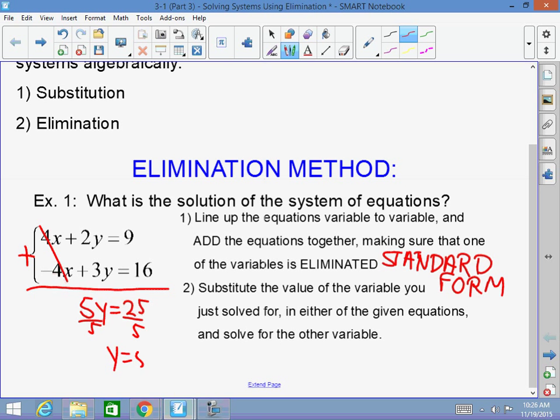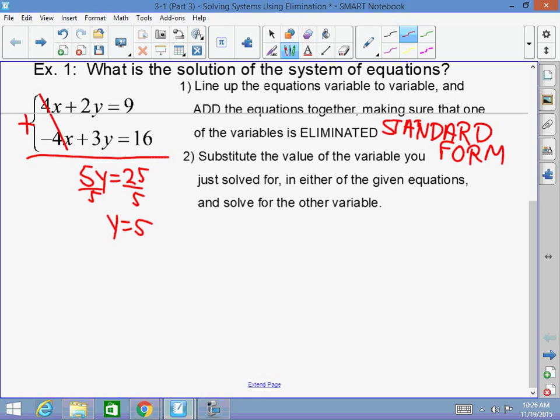Y equals 5. Now it's just like substitution, guys. Substitute the value of the variable you just solved for in either of the given equations and solve for the other variable. So now I can plug this y into the first or the second one. Someone said plug it into the first one. So I've got 4x plus 2 times 5, which is y, equals 9. This is 4x plus 10 equals 9.